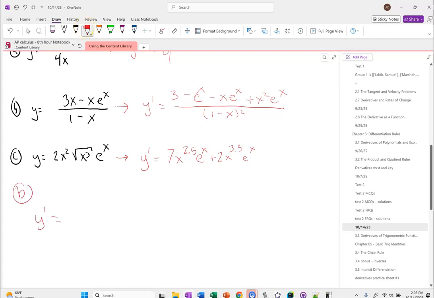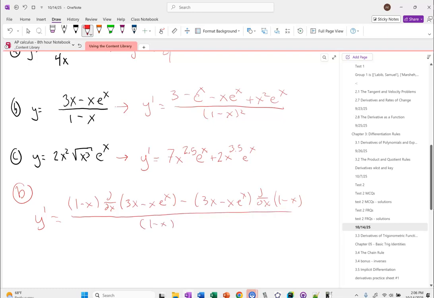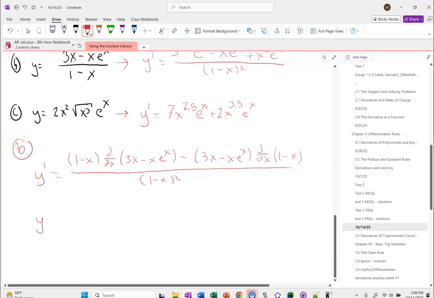So the derivative is the bottom times the derivative of the top. So notice I'm going to write this out as its own separate step, minus the top times the derivative of the bottom, all over the bottom squared. Everybody good with step one? Okay.